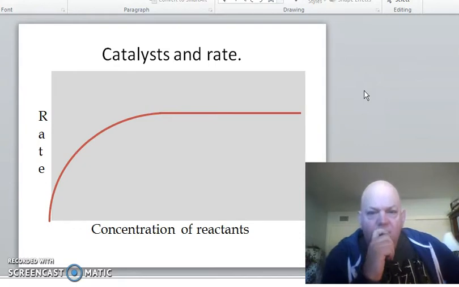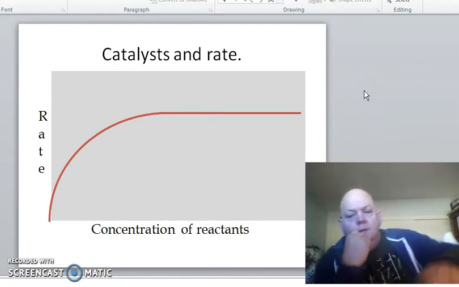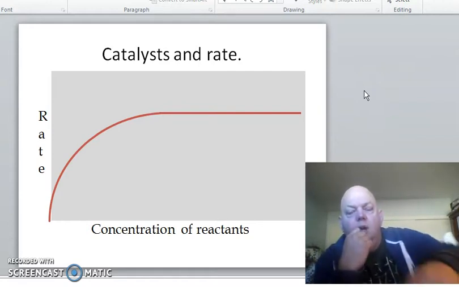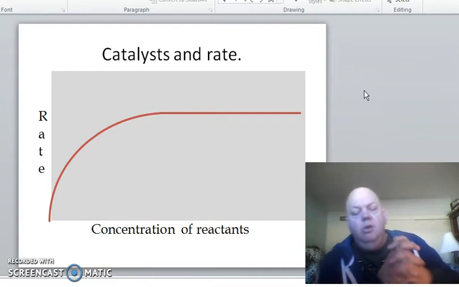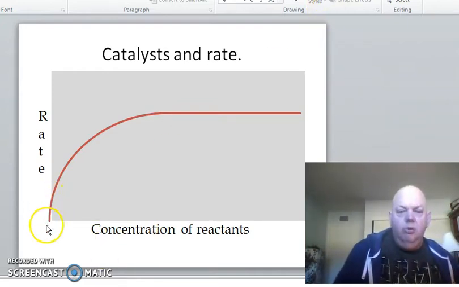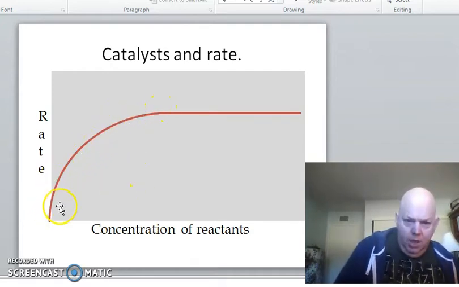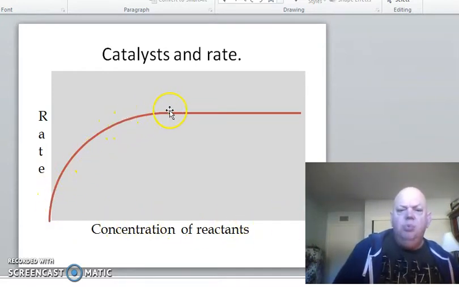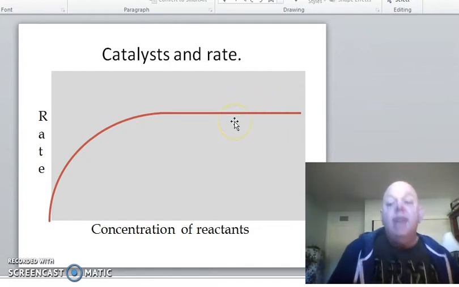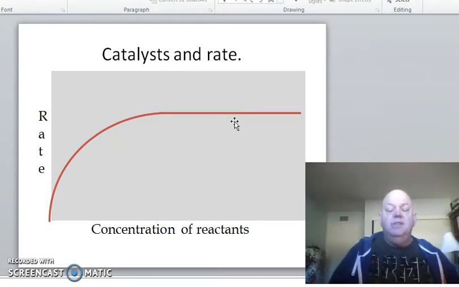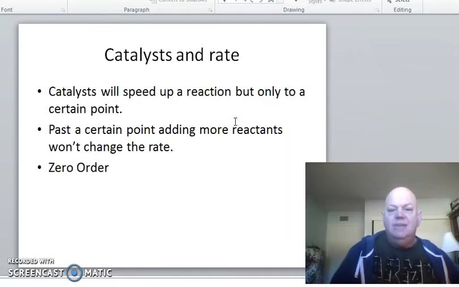So here's a catalyst and rate graph. Concentration of reactants is on our horizontal axis, and we have our rate in the vertical, the rate of the reaction. There is a certain point where catalysts help speed up the rate of the reaction. That's what you're seeing here. And if you look at the concentration of reactants, there's a certain point that this line is flat. What do we mean it's flat? It's flat in that you cannot increase the rate even though you've added the catalyst. This is just illustrating what was in our previous slide.